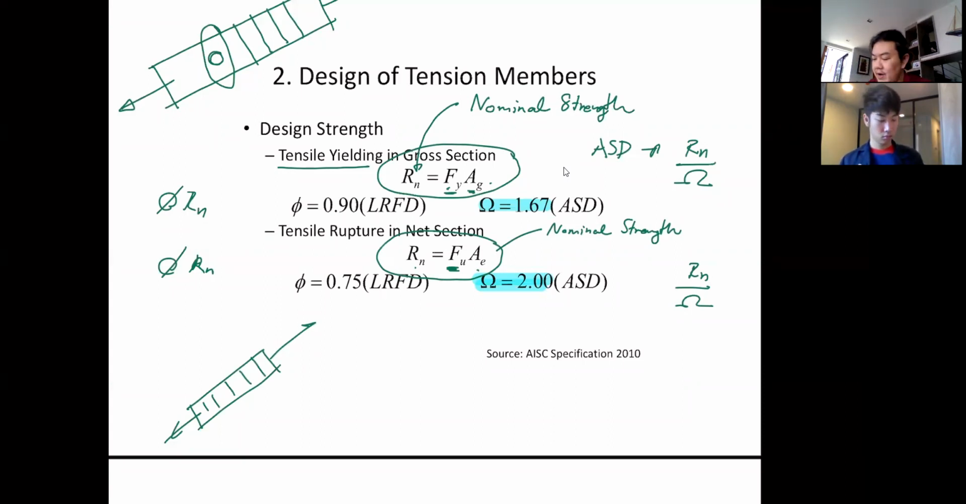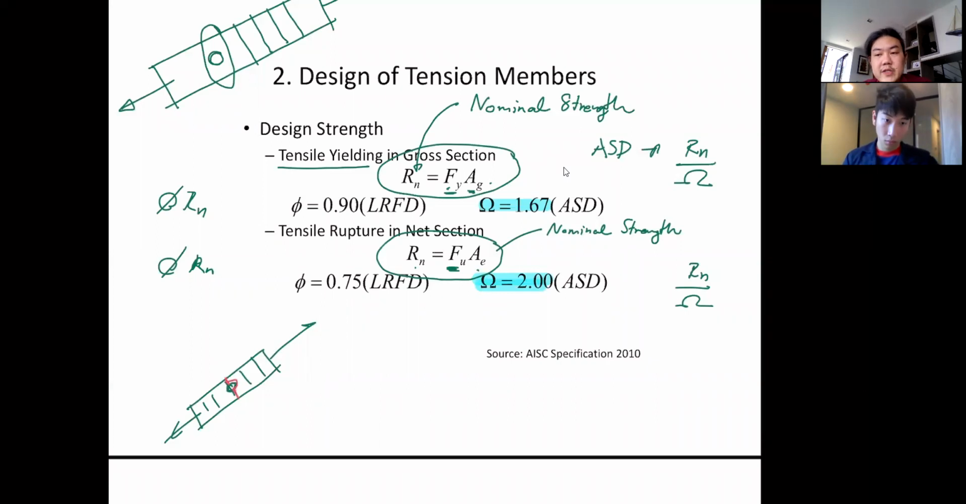But whenever you have a hole, your section will be reduced, because you have to deduct the area that you lose when you punch a hole in the member. If that is the case, the rupture may occur at this net section. And this net section may rupture.